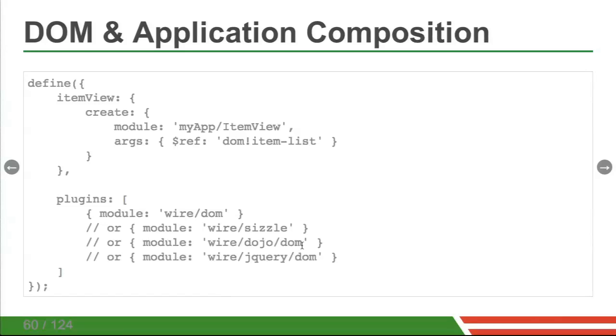So if you're already using Dojo, you can lean on Dojo's selector. If you're already using jQuery, this will lean on jQuery's selector. So you get all of that. It's fun to note here that Wire DOM will do all the modern browsers, and Wire Sizzle will do all the modern browsers plus the IEs 6 and up.